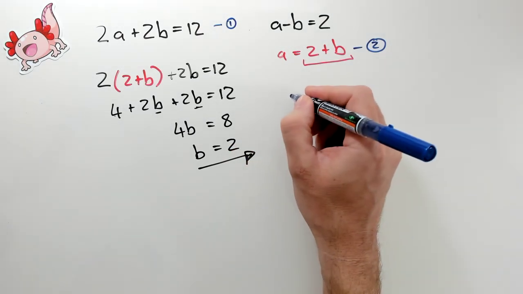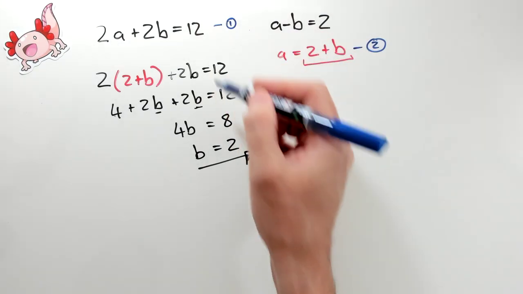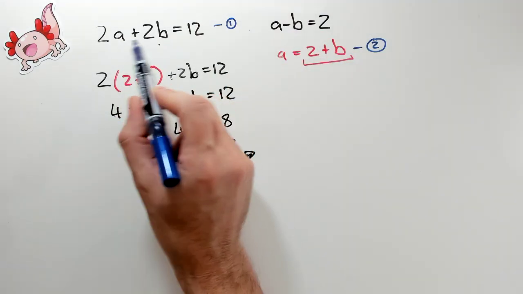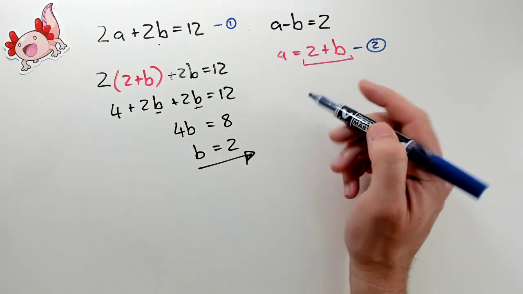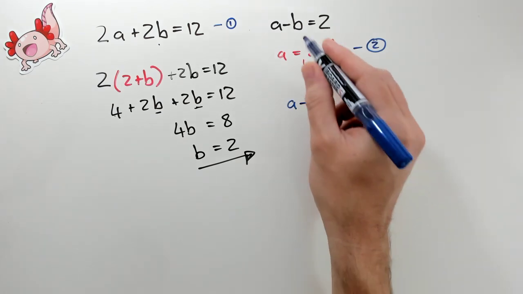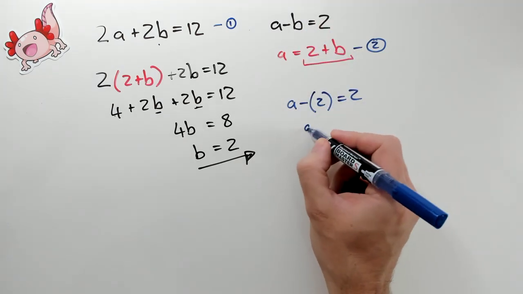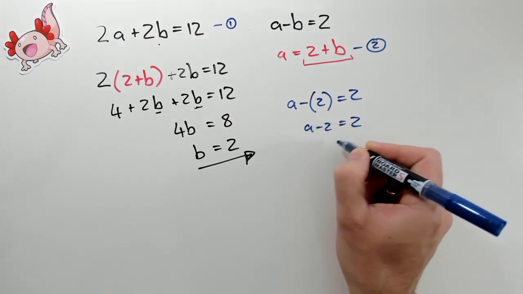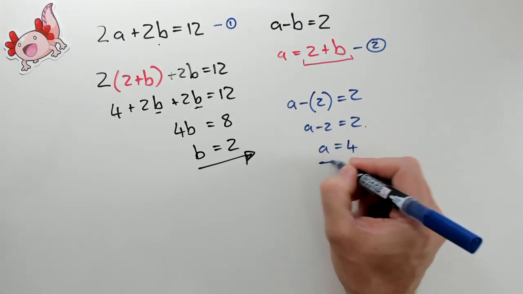So a, which one? I'll use this one. I could sub b in here, but it's a bit longer because I have to divide and all that kind of stuff. This seems quicker, so I'm just going to write a minus b is 2. So a minus 2 is 2, so a is going to be 2 plus 2, which is 4.